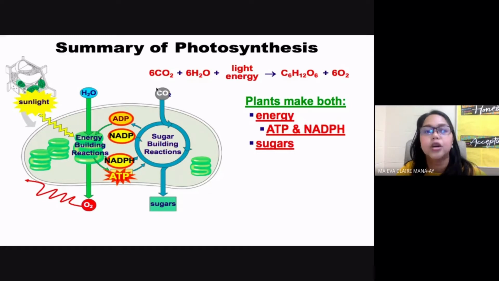your photosynthesis. So that means if you have a higher amount of carbon dioxide, for example, there's going to be a faster rate of photosynthesis. More glucose is going to be produced if you have more carbon dioxide. Okay, so again, this summarizes photosynthesis.